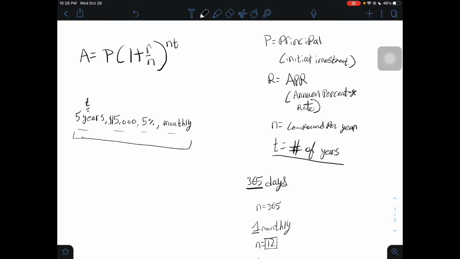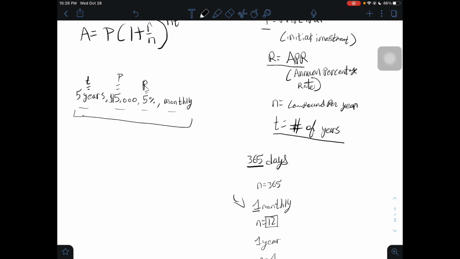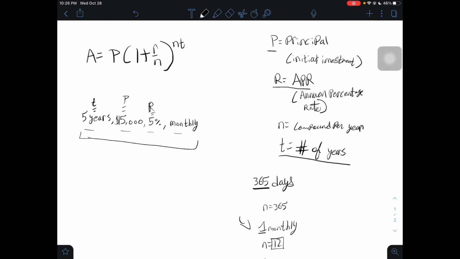Now we look for our initial investment, which was P. Our initial investment was 5,000, so P equals 5,000. Our APR, or annual percentage rate, is 5%, so R equals 5%. And as I said, whenever it says monthly, we think about how many months there are in a year, and that's the number of times it's compounded. That's our N value. So N equals 12, because 1 year equates to 12 months.